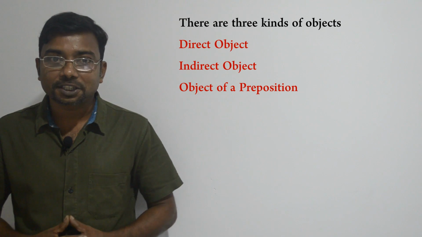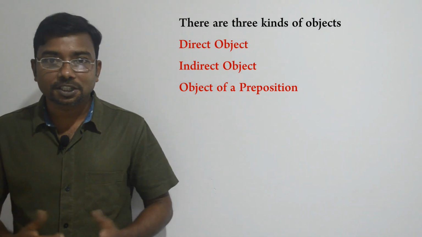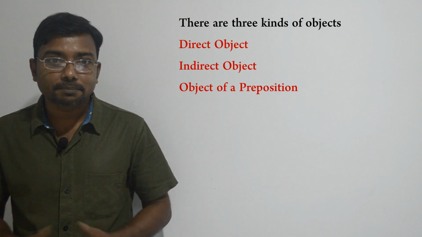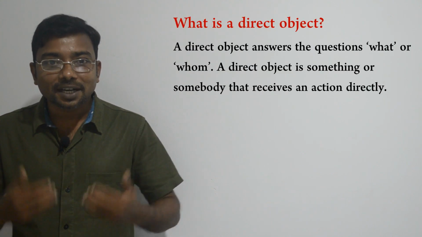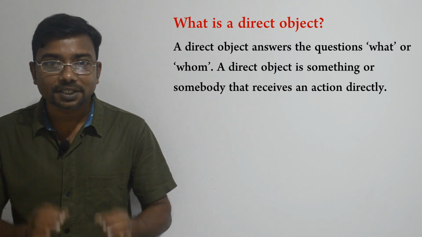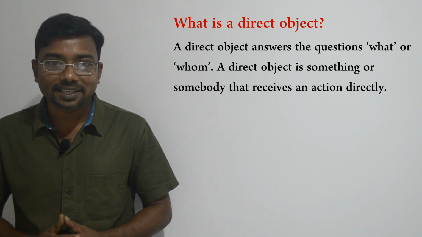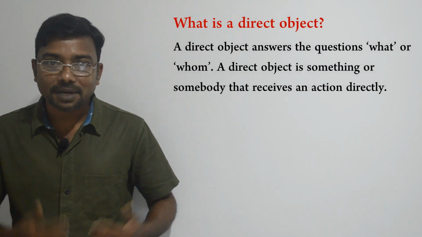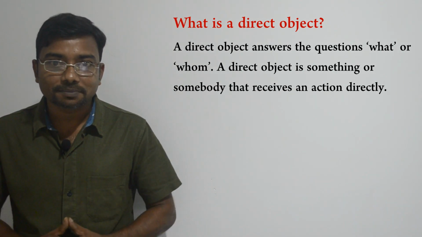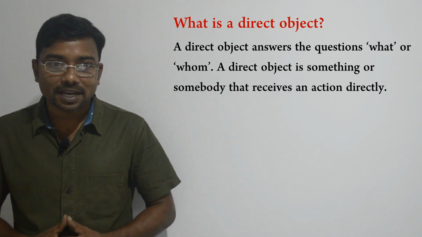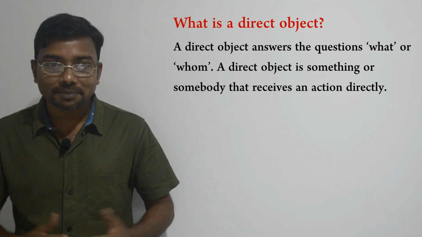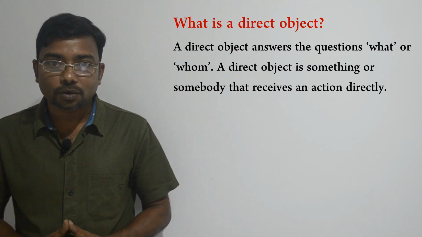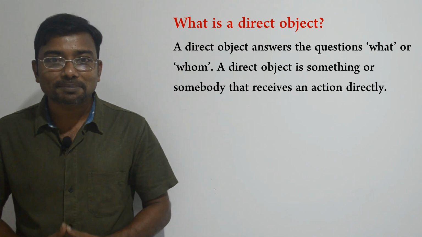In English grammar, there are three types of object. These are direct object, indirect object, and object of the preposition. Okay, let's consider first what a direct object is. A direct object is something or somebody that receives an action directly. This direct object can be a noun, pronoun, or noun phrase, even a clause. It directly receives the action of the verb. To identify a direct object, we can ask a what or whom question. Remember, a direct object always answers the question what or whom. Let's look at some examples to identify the direct object.